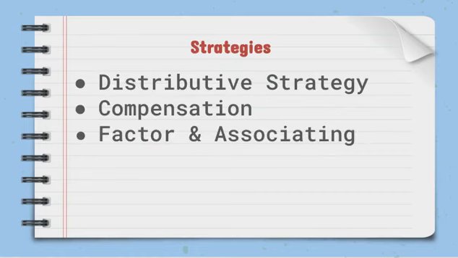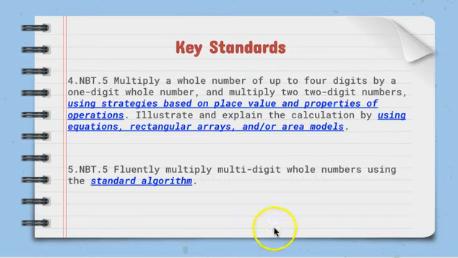All right. So first of all, just to connect back, we worked on three key strategies: distributive strategy, compensation, and factoring and associating, right? So those were the three things we worked on. Now, let's step into our standards.